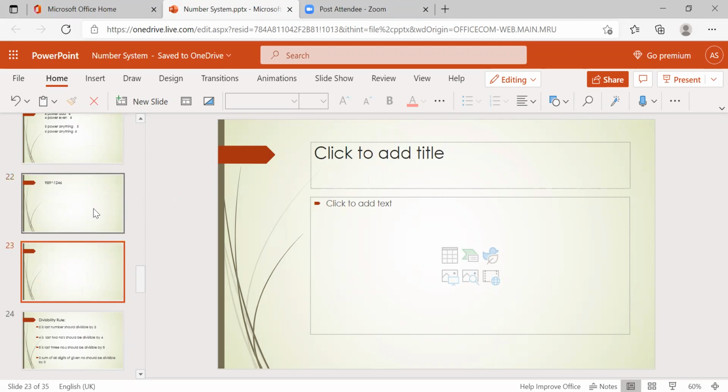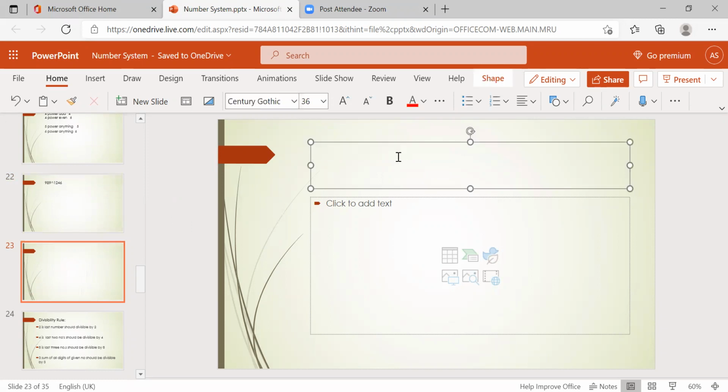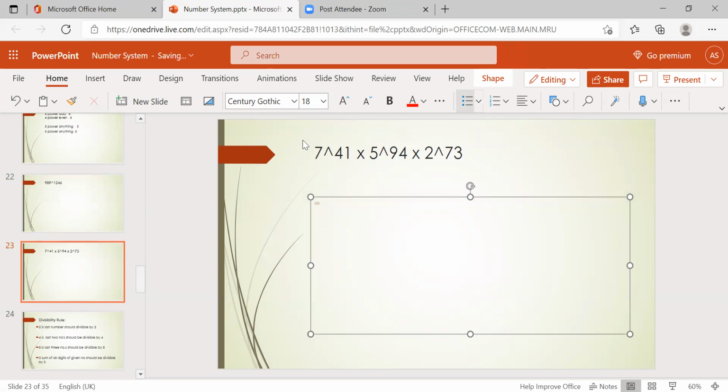Just wait for the problem. Okay. 7 power 41 into 5 power 94 into 2 power 73. Now check these numbers.